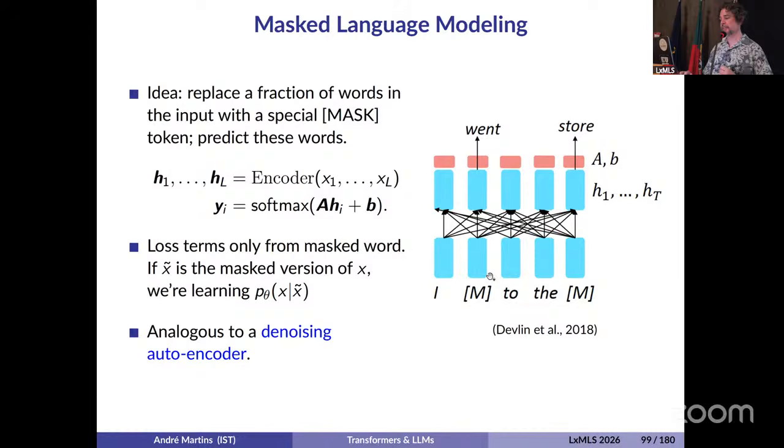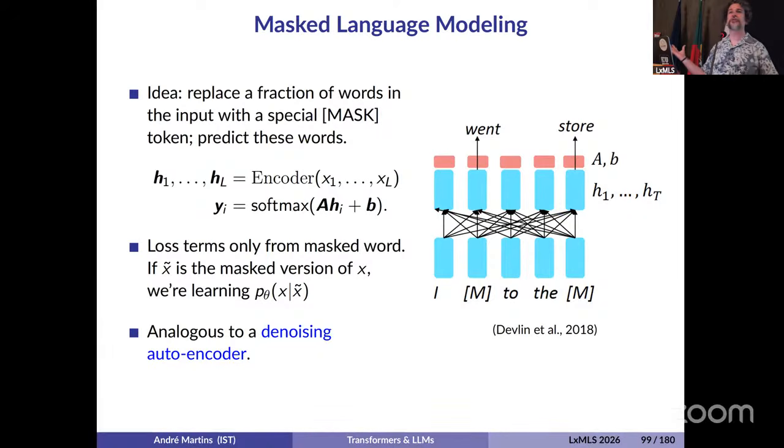So for this example, I went to the store, you mask the words went and store, and then you train the model, you put a loss function associated with these words, which you can think of as a denoising autoencoder. I don't know if denoising autoencoders were covered in the school, probably not, but you might have heard of them. So the idea is that you add some noise to the inputs, so you are corrupting the inputs, and you train the model to recover the information that has been corrupted.